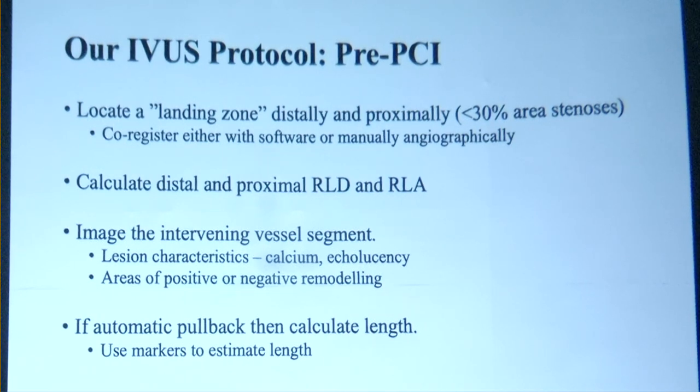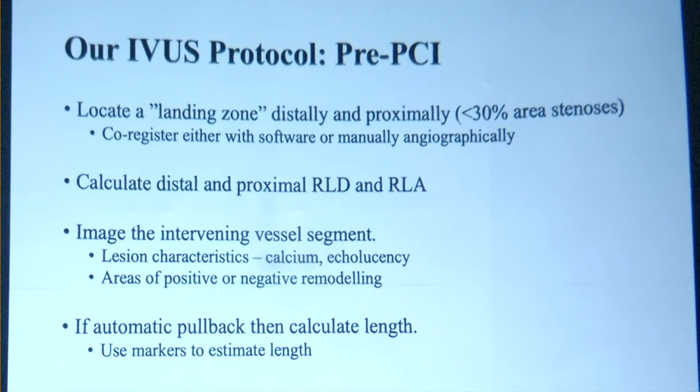Calculate the distal and proximal reference lumen diameters and reference lumen areas because you're going to use them in choosing your size of the balloons and stents, which are expressed in diameters, and your minimum stent area, which is expressed in millimeter square or area. So you need to calculate both of those upfront and have your technicians or your nurses record that on a board. Image the intervening vessel segment.